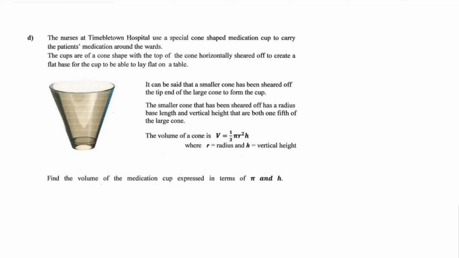Basically I want you guys to think like this. You've got this big cone here, and then you've got this little cone. That little cone is going to be cut off from this. So if you think about it, the big cone minus the little cone equals this medication cup that you're actually dealing with, which is kind of like the half piece right there. Hopefully you guys can see that.